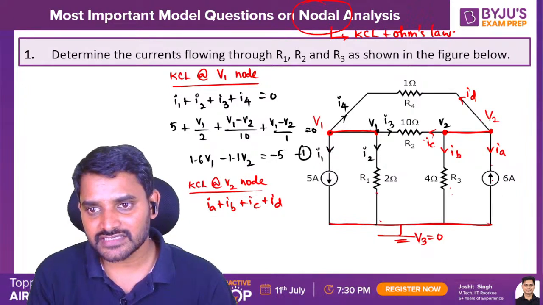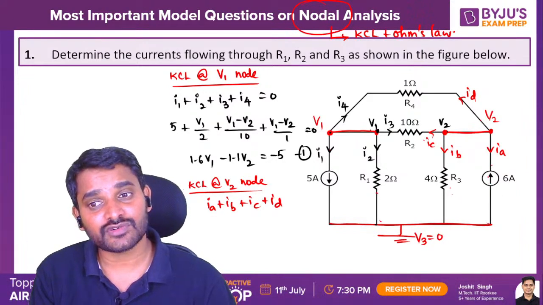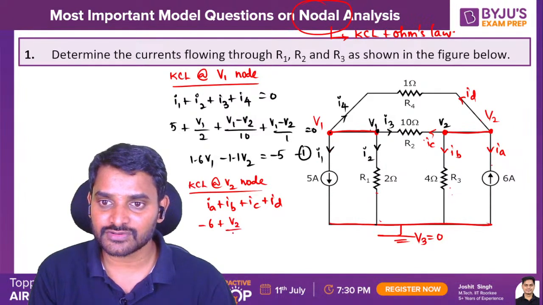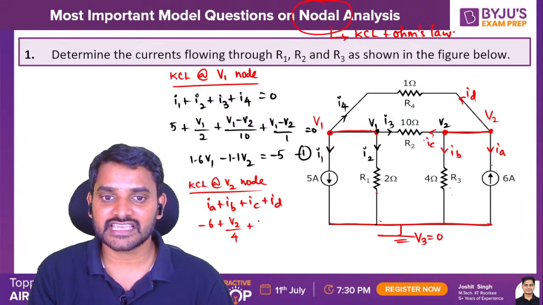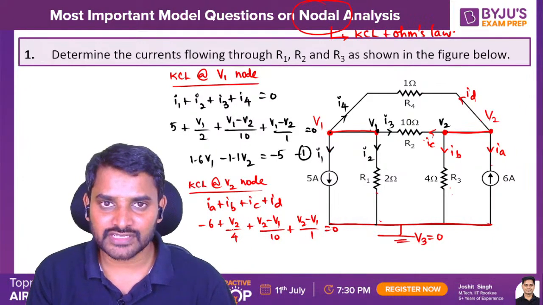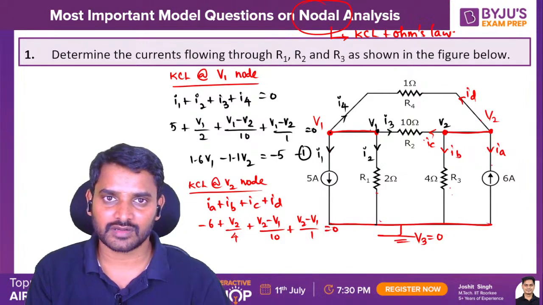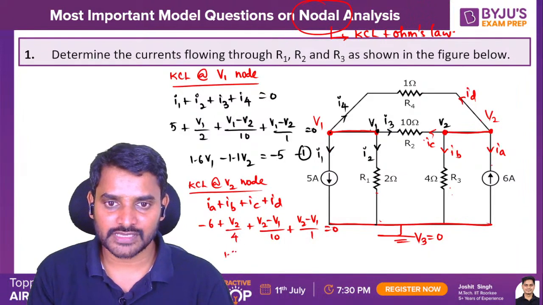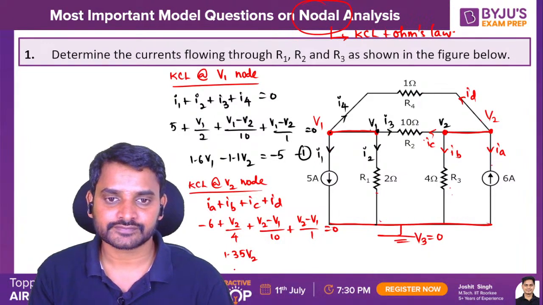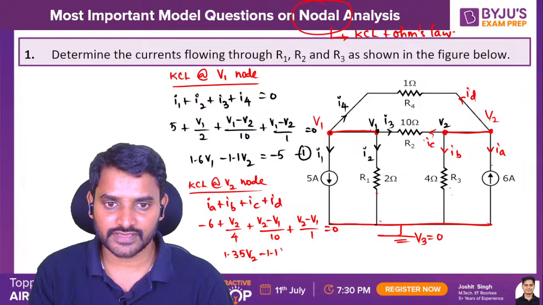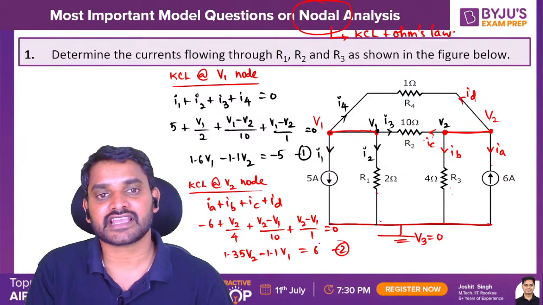So IA can be taken as minus 6, since the 6 ampere current source direction is opposite to IA. IB can be taken as the potential difference V2 divided by 4. IC can be taken as V2 minus V1 divided by 10. ID can be taken as V2 minus V1 by 1, and the sum is equal to 0. If you solve this, 1 by 4 is 0.25, plus 0.1, that is 0.35, plus 1, that is 1.35. So 1.35 V2 minus 1.1 V1 is equal to 6. So there is the second equation.